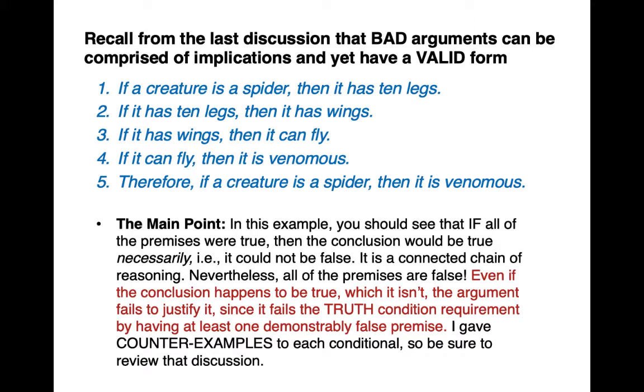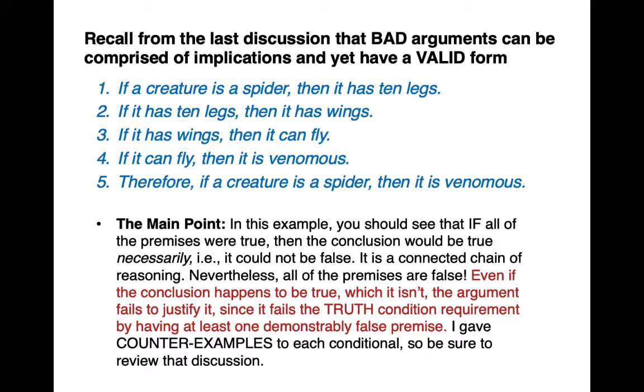Now, this conclusion follows from these premises, logically, necessarily, given the form, and only if every assumption is true. But in fact, each assumption is not true. In the discussion, we talked about this. You should see that if all the premises were true, then the conclusion would be true necessarily. That is, it couldn't be false. It's a connected chain of reasoning.